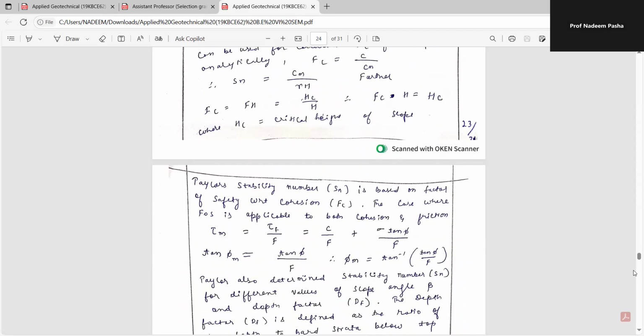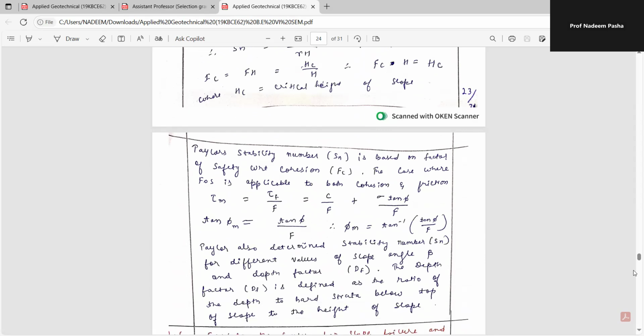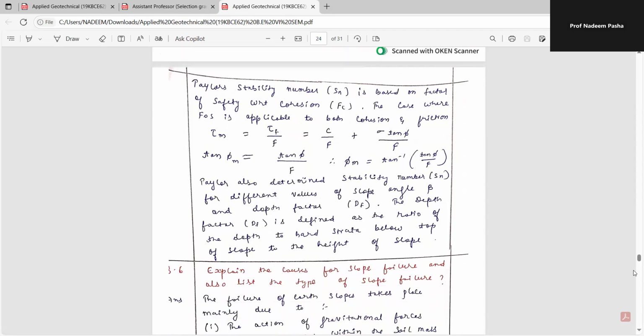Taylor's stability number Sn is based on factor of safety with respect to cohesion Fc. In the case where factor of safety is applicable to both cohesion and friction, Tm is equal to Tf by F equal to C by F plus sigma tan phi by F. Tan phi m equal to tan phi by F. Therefore, phi m is equal to tan inverse of tan phi by F. Taylor also determines stability number for different values of slope angle beta and depth factor Df. The depth factor Df is defined as the ratio of the depth to hard strata below top of slope to the height of the slope.